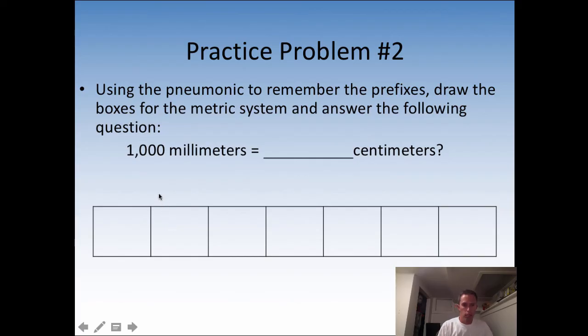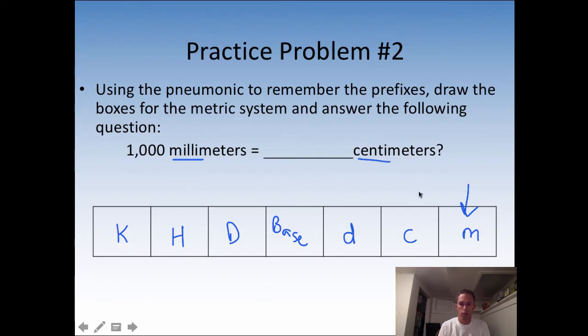In your book, you'll see it's 1,000 millimeters is equal to how many centimeters? Again, we'll draw our boxes, 7 across, and put in the prefixes. Killer hippos die by drinking chunky milk. Okay, and right now we're starting at the milli box. So we're starting right here, milli. And we want to go to centi to convert 1,000 millimeters to centimeters.